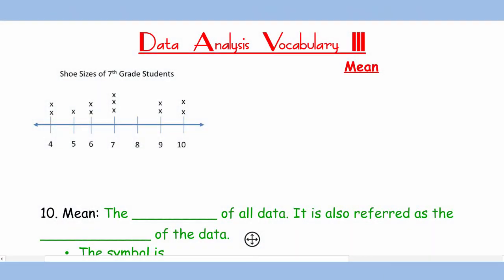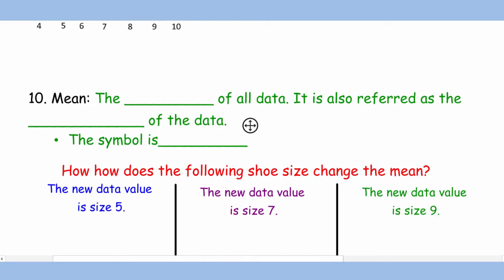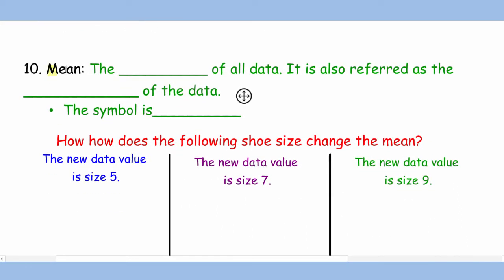Hi everyone! In this lesson, we will go over some more vocabulary relating to data analysis. The first word we need to go over is the word mean. It is the average of all data values. It is also referring to the balance point of the data. The symbol for mean on the line plot is the triangle.